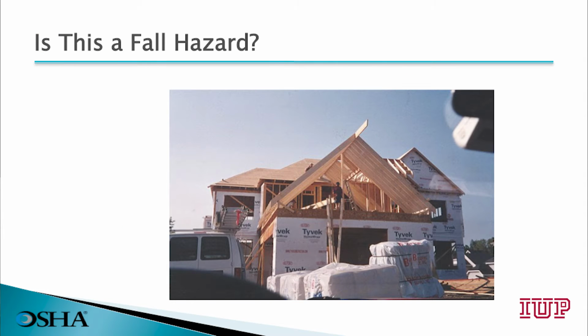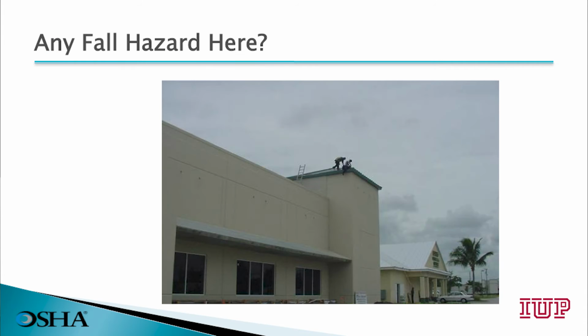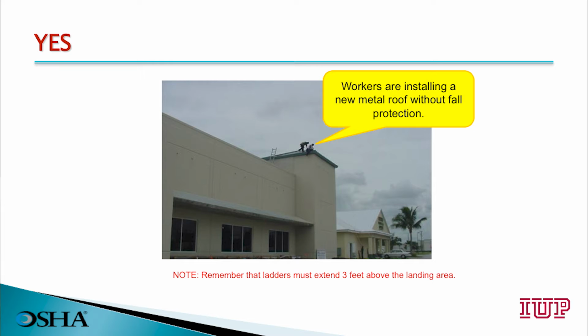Is this a fall hazard? Yes. Unprotected, open-sided floors that are 6 feet or higher above the next level. Guardrail systems, safety nets, or a personal fall arrest system are required. Any fall hazard here? Yes. Workers are installing a new metal roof without any fall protection provided. And in addition, their ladder. Make sure that all ladders extend at least 3 feet above the upper level.